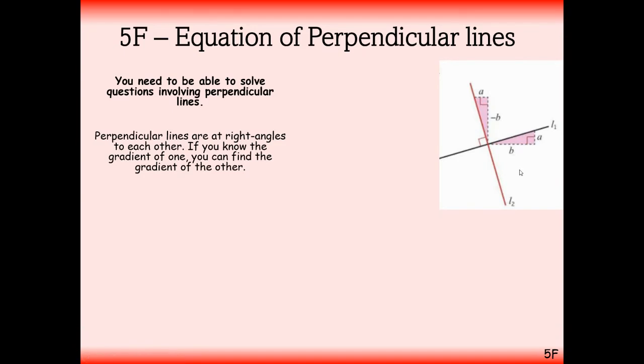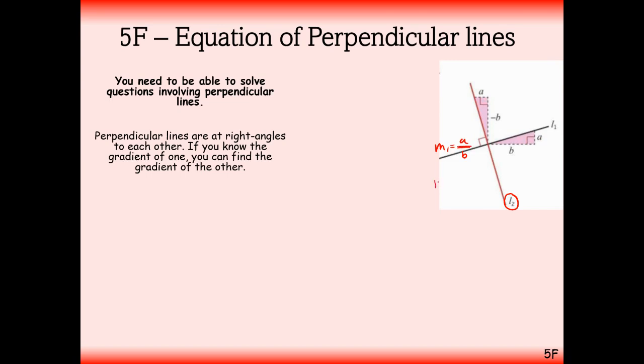We know how to figure out the coordinates of the midpoint. Now, if you have the gradient of line 1 here, you can figure out the gradient of line 2 if you've been told they are perpendicular to each other. Let's just consider the gradient of line 1. What is the gradient of line 1? You can read it from this triangle here, it is a over b, right?